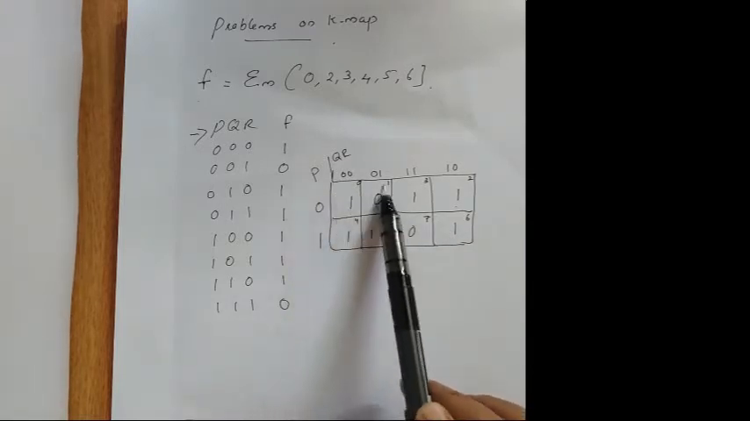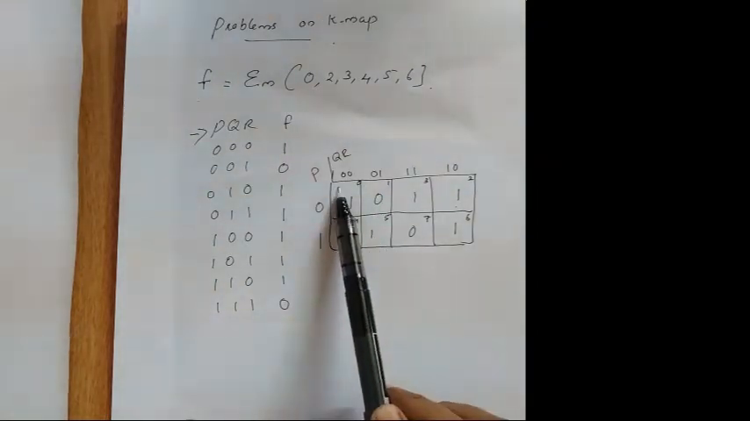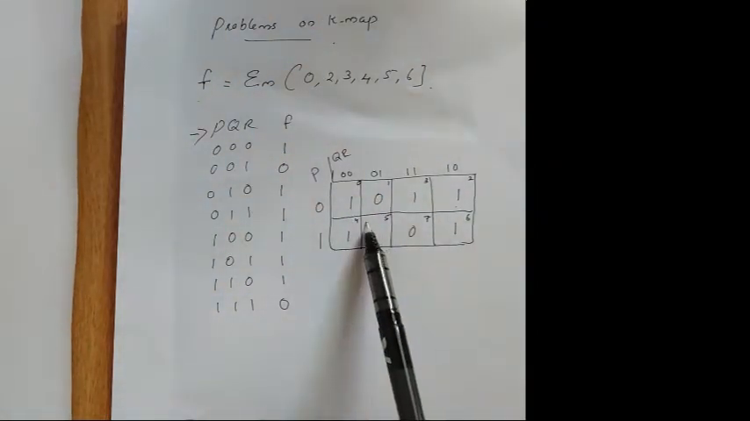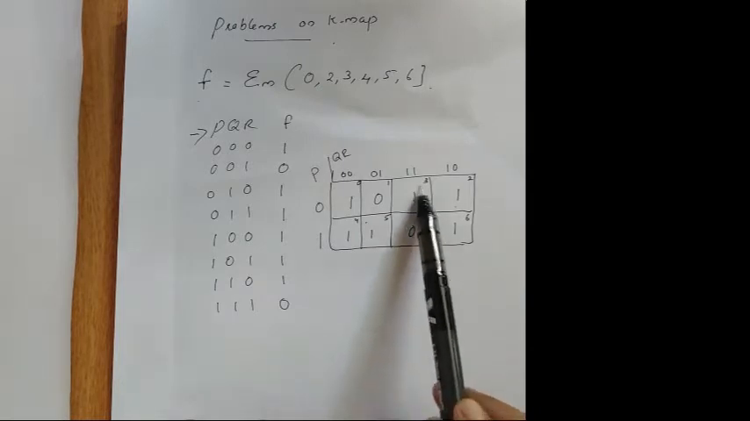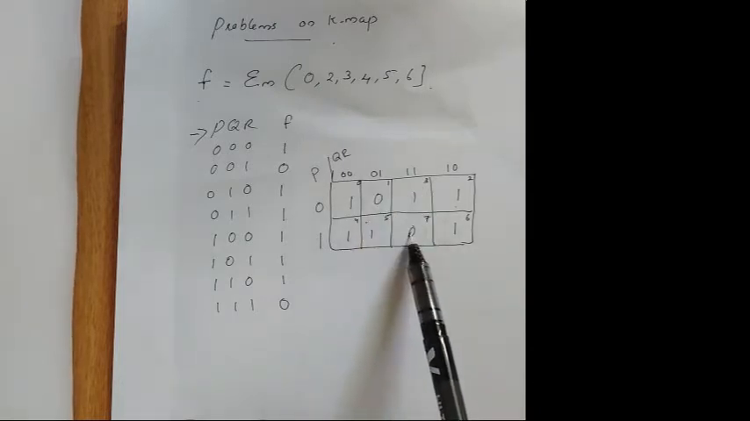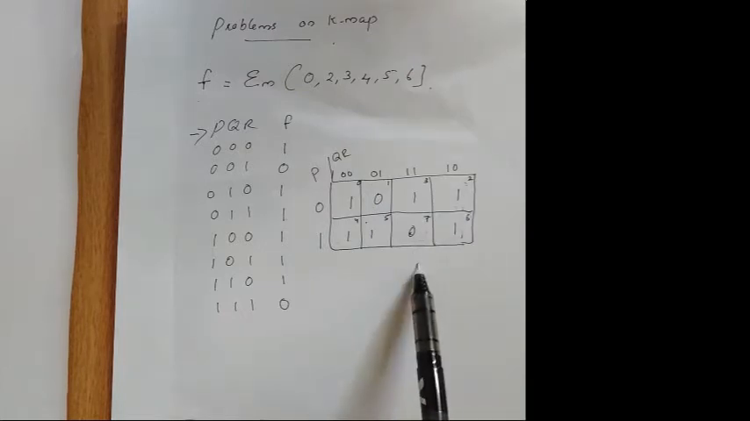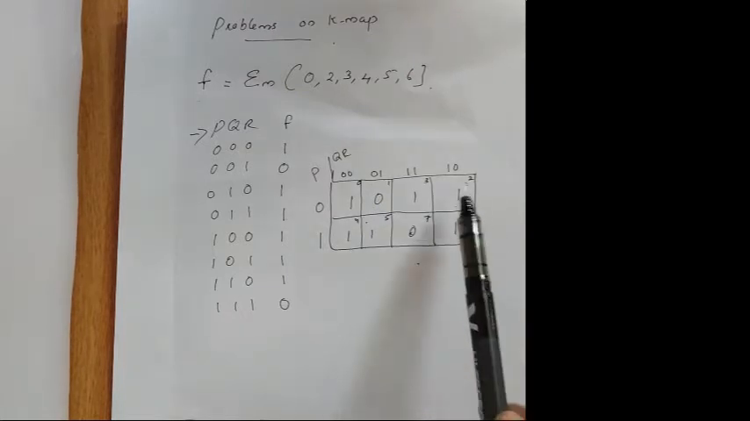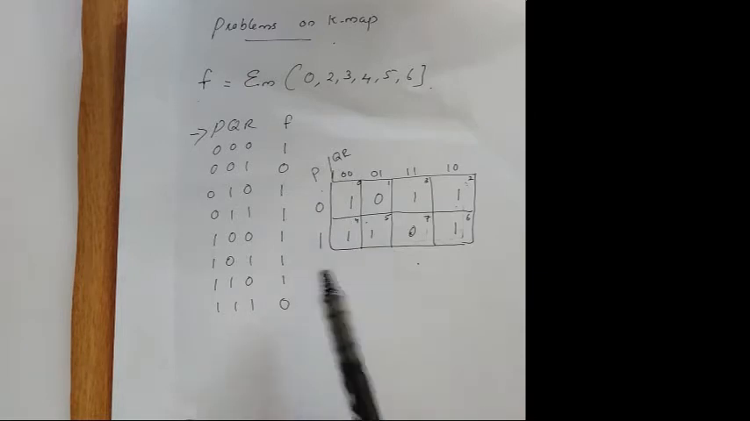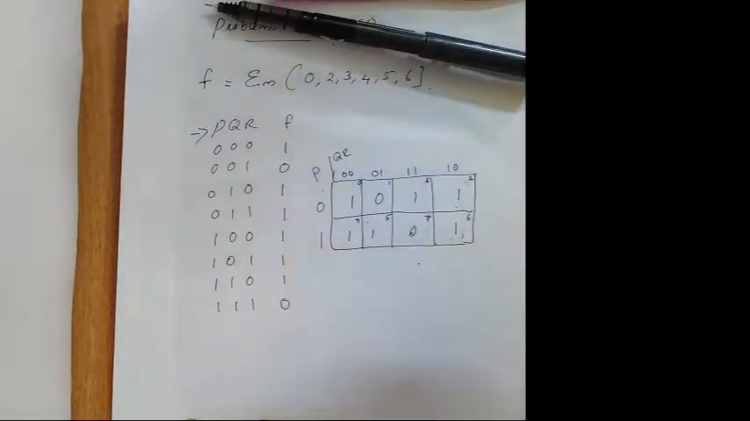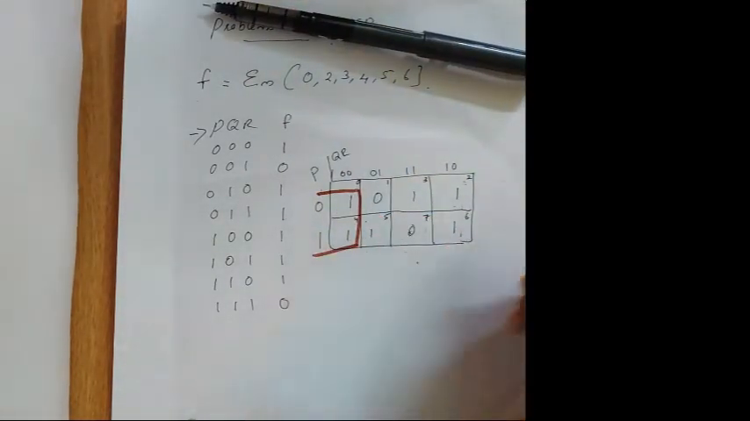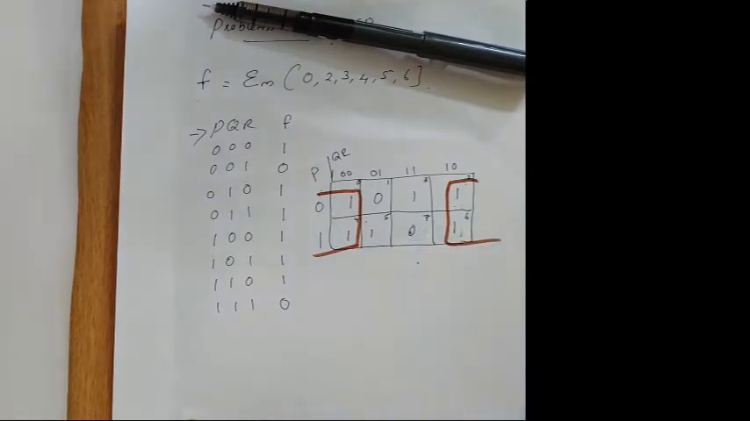Then I am going for column 1, column 2. 0 is there, not possible. Column 2 and 3, 2 zeros are there, not possible. Then column 3 and 4, 1 zero is there, not possible. So 1 and 4: I can group column 1 and column 4.